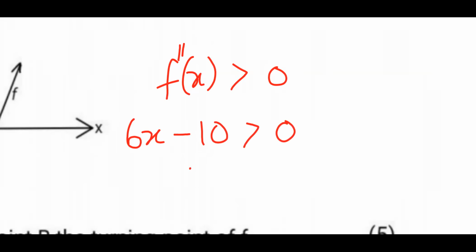And so you can just take the 10 across and then divide by 6, which we calculated as 5/3. You're just simplifying the 10/6. So that's how you get the 5/3.